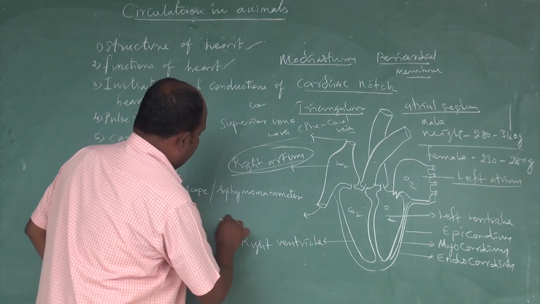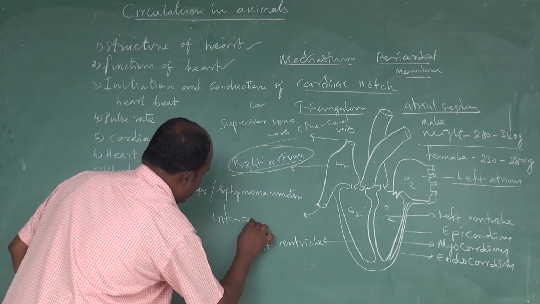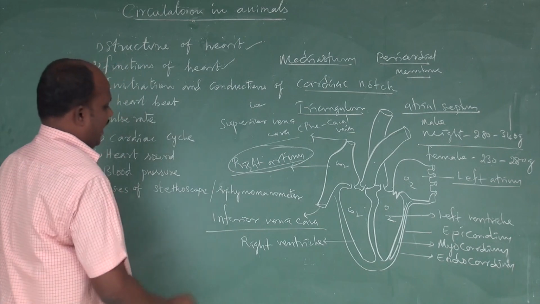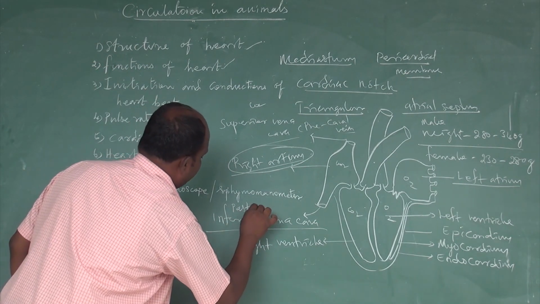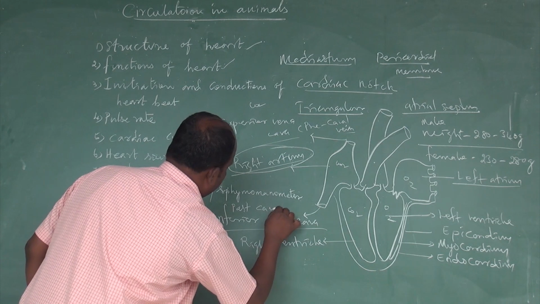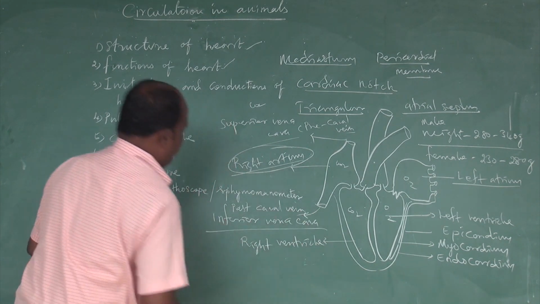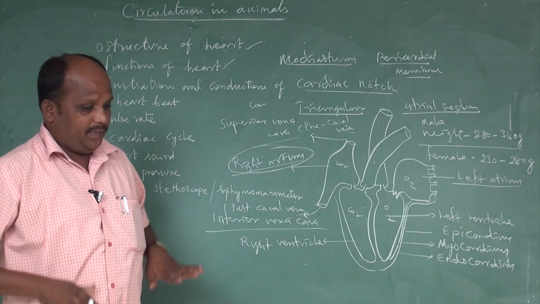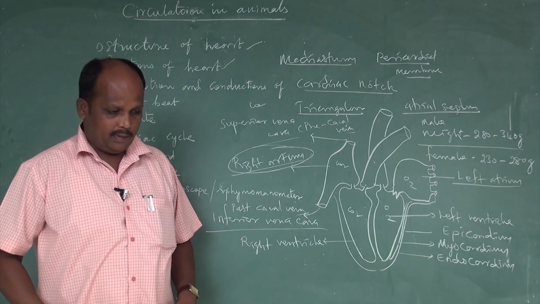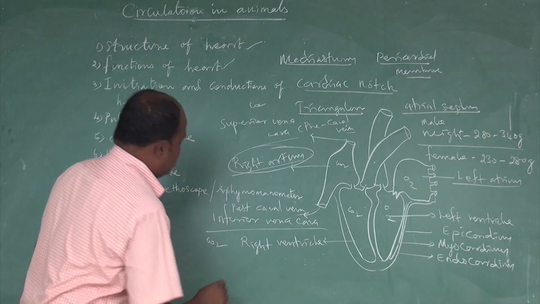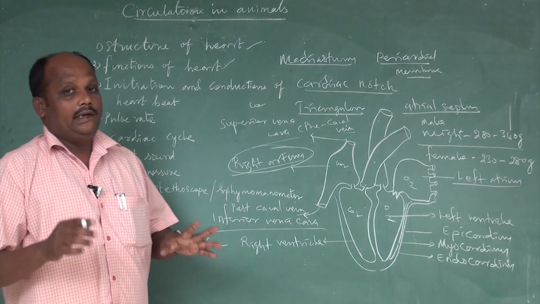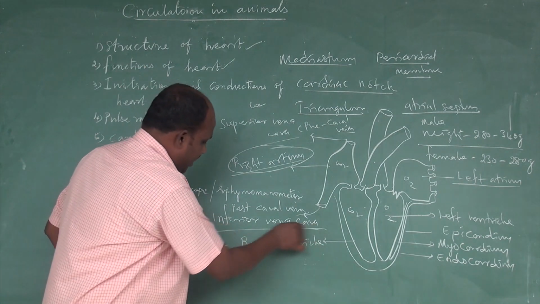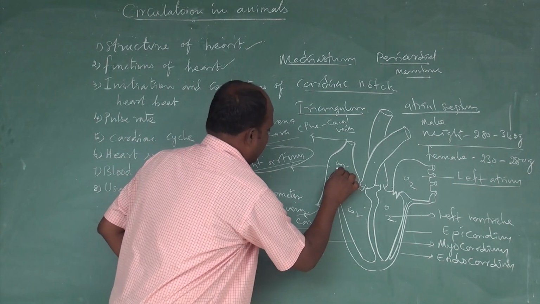The second one is the inferior vena cava, otherwise called the postcaval vein. The postcaval vein, or inferior vena cava, also collects CO2 blood from the lower part of the body, which means carbon dioxide blood or deoxygenated blood is collected from the inferior part of the body. The collected blood passes to the right atrium.